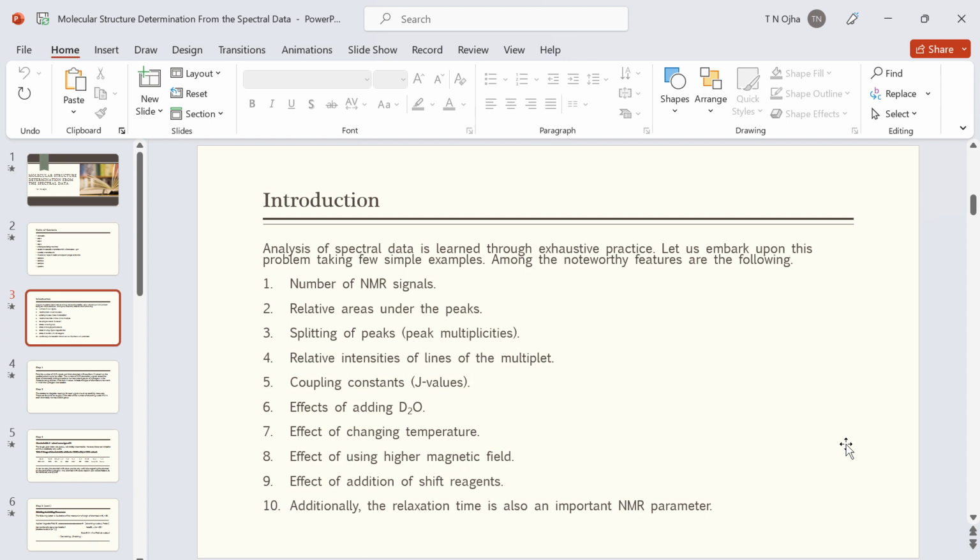Sixth, effects of adding D2O, heavy water. Seventh, effect of changing temperature. Eighth, effect of using a higher magnetic field so as to spread the spectrum. Ninth, effect of addition of shift reagents. These days they are less commonly used, but earlier they were very important. Tenth, additionally, the relaxation time is also an important NMR parameter. So the whole video will be discussed using some of these points. Some of the other points will be covered in later videos.